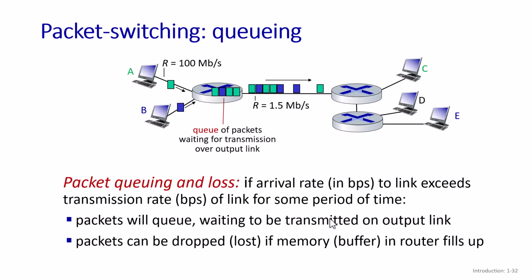So when we look at packet queuing and loss, if the arrival rate to a link exceeds the transmission rate of the link for some period of time, the packets will queue waiting to be transmitted on the output link, and packets can be dropped or lost if the memory buffer in a router fills up. So here, since this is a slower link than this one, eventually this queue, the memory buffer, will be full, and since this router will try to forward all packets, the newly arriving packets will not find a place in the memory, so they will be dropped, or basically lost. This is how packets are lost in networking, because the buffers are full and the routers do not have room for new arriving packets.